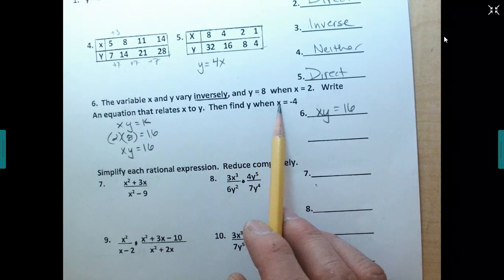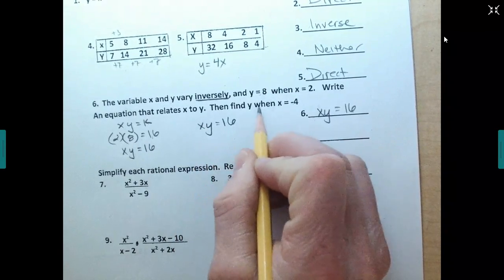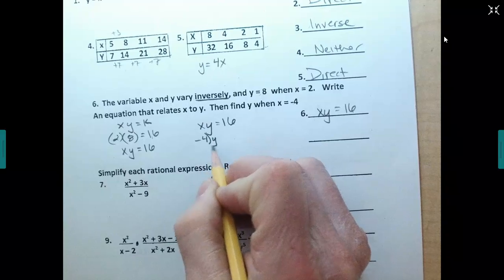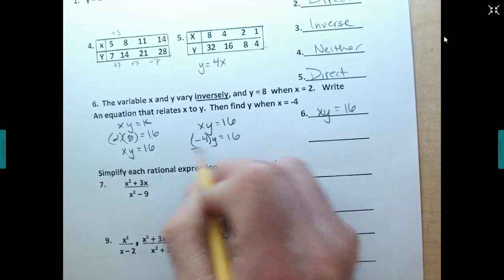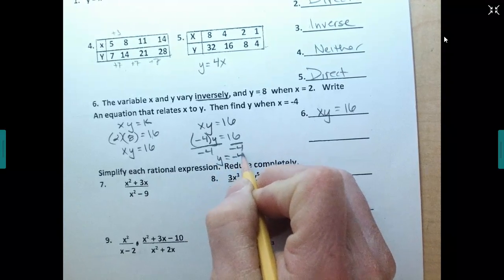And find y when x is negative 4. So we have xy equals 16. Our x value is going to be negative 4. So we have negative 4 times y equals 16. So divide by negative 4, divide by negative 4. We get y equals negative 4.